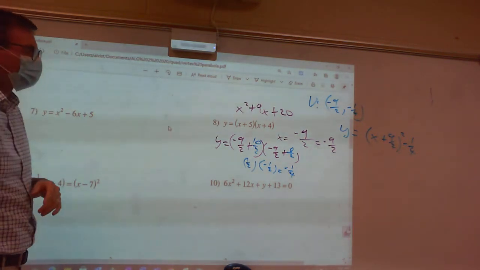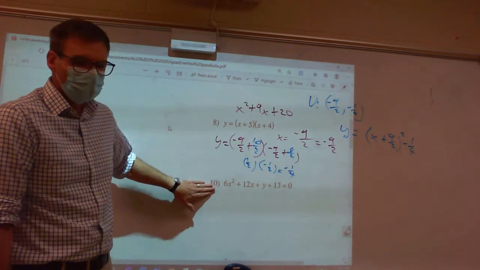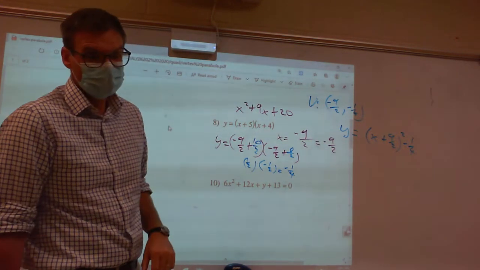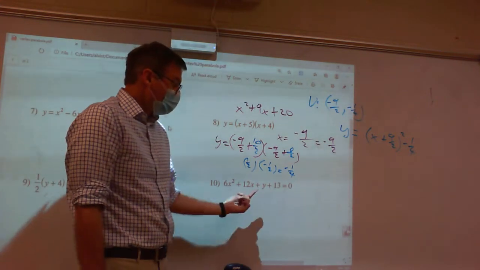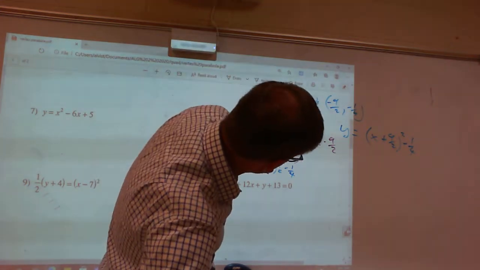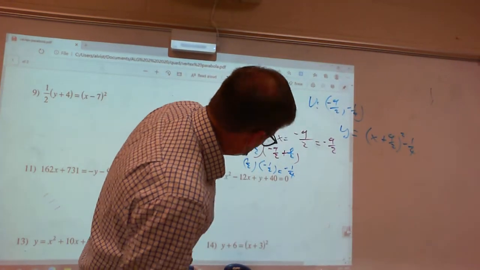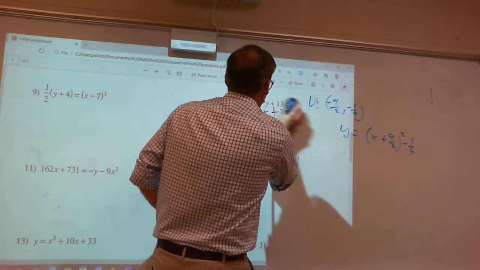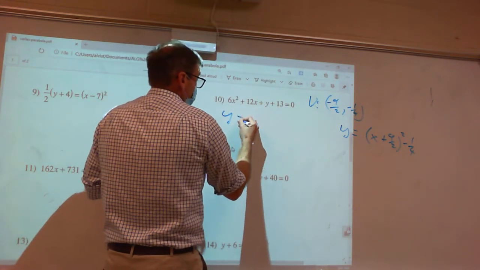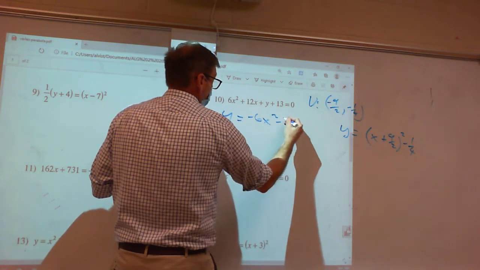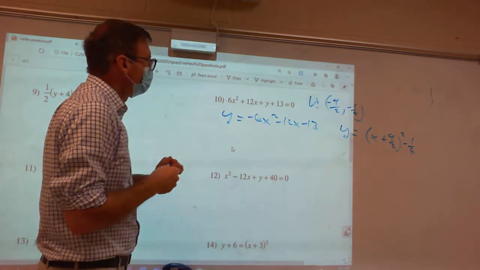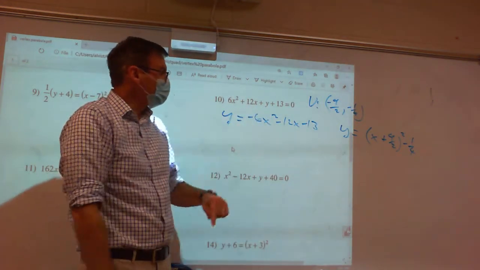This is kind of the same thing. Hint for number 10. You're used to seeing y by itself. So since you're used to seeing y by itself, make y by itself. If I make y by itself for number 10, that's going to be y equals negative 6x squared minus 12x minus 13. All I did was move everything else over except the y.